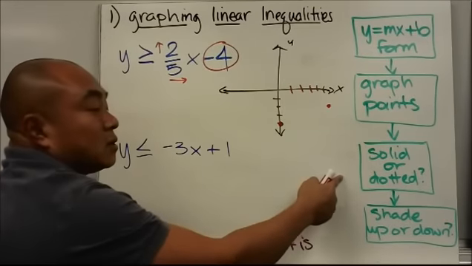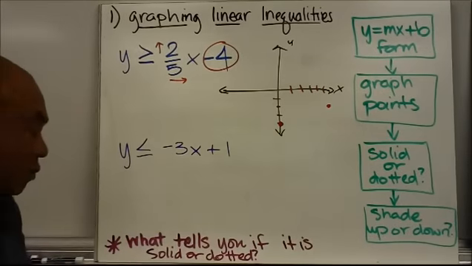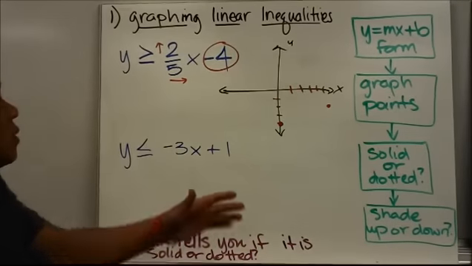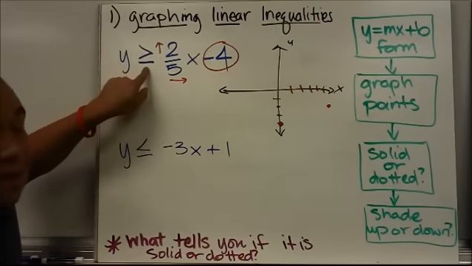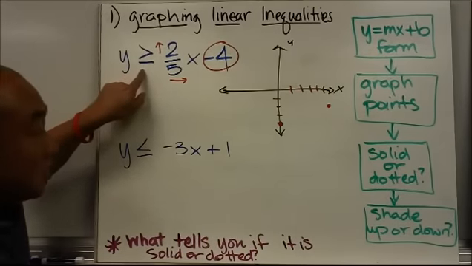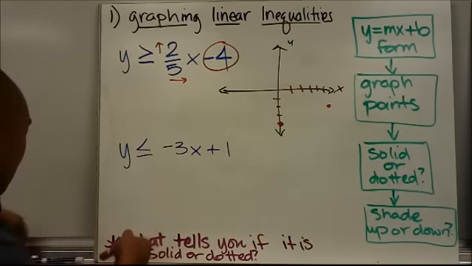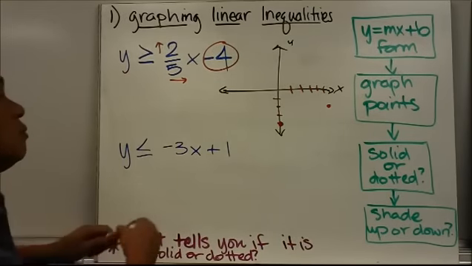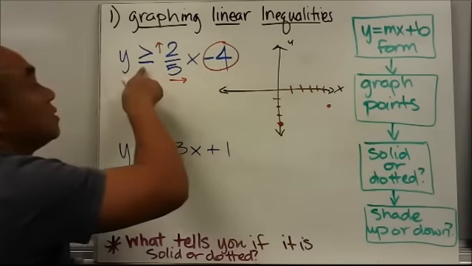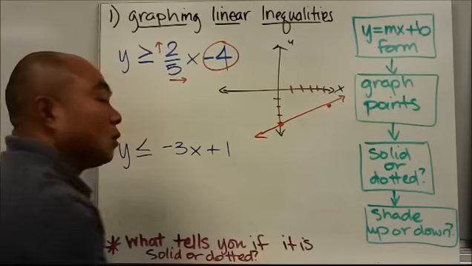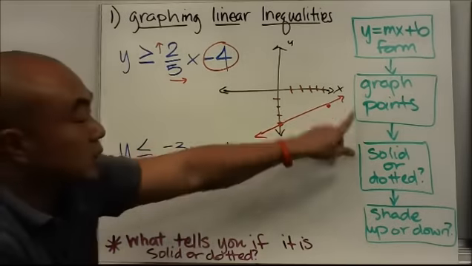Now let's look to see if it's solid or dotted. What you can do to figure out if it's solid or dotted is very simple. Look right here. If it has the equal symbol, then your line is going to be solid. So we're going to graph these two points with a solid line because it has a line right here. Okay, so now we're done with this.